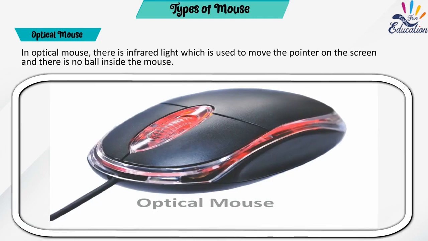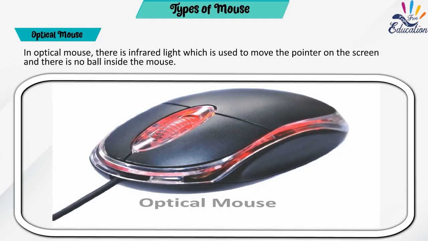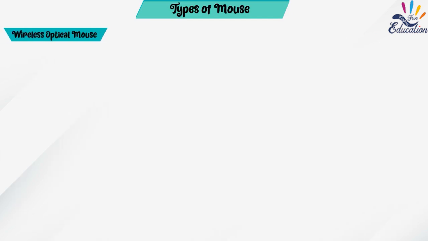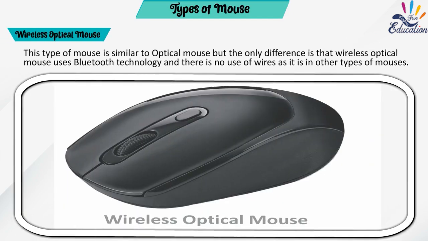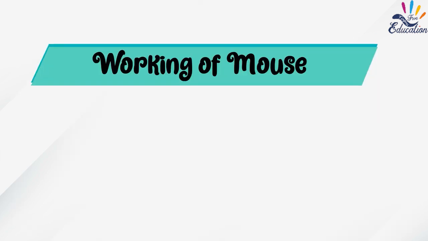Optical mouse. In an optical mouse, there is infrared light which is used to move the pointer on the screen, and there is no ball inside the mouse. Wireless optical mouse. This type of mouse is similar to an optical mouse, but the only difference is that a wireless optical mouse uses Bluetooth technology and there is no use of wires as in other types of mouses.